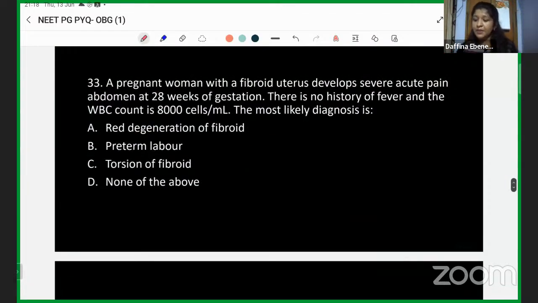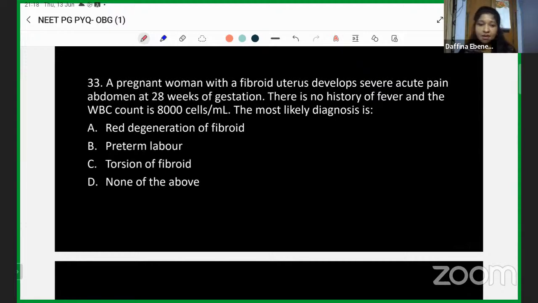That answer will be pansystolic murmur. Coming to the next question, a pregnant woman with a fibroid uterus develops severe acute pain abdomen at 28 weeks of gestation. There is no history of fever and the WBC count is 8,000 cells per milliliter. The most likely diagnosis is red degeneration of fibroid, preterm labor, torsion of fibroid, none of the above.